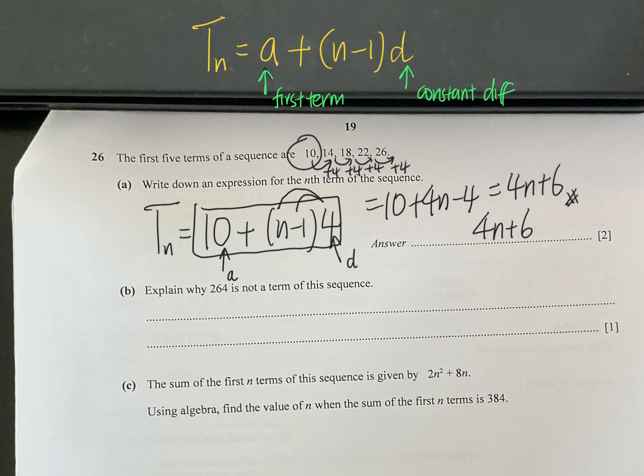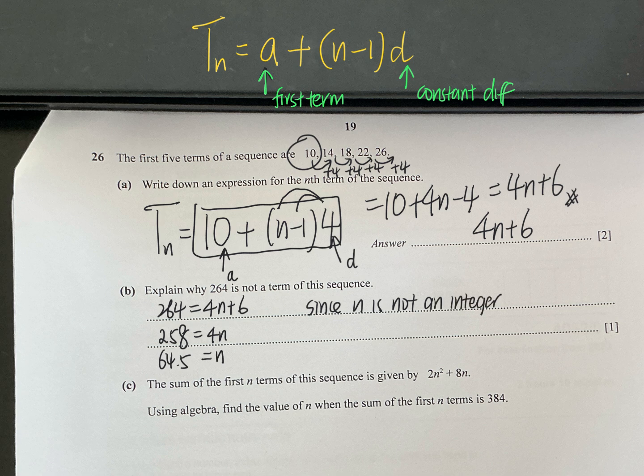Okay, then they ask you why is 264 not a term? You go and solve the formula. So you get 258. And then you will realize that you cannot find a whole number for n. So since n is not an integer, that's why you prove 264 is not a term in the sequence. Because we cannot find the 64.5 term. There's only 64 and 65 term. Don't have 64.5.